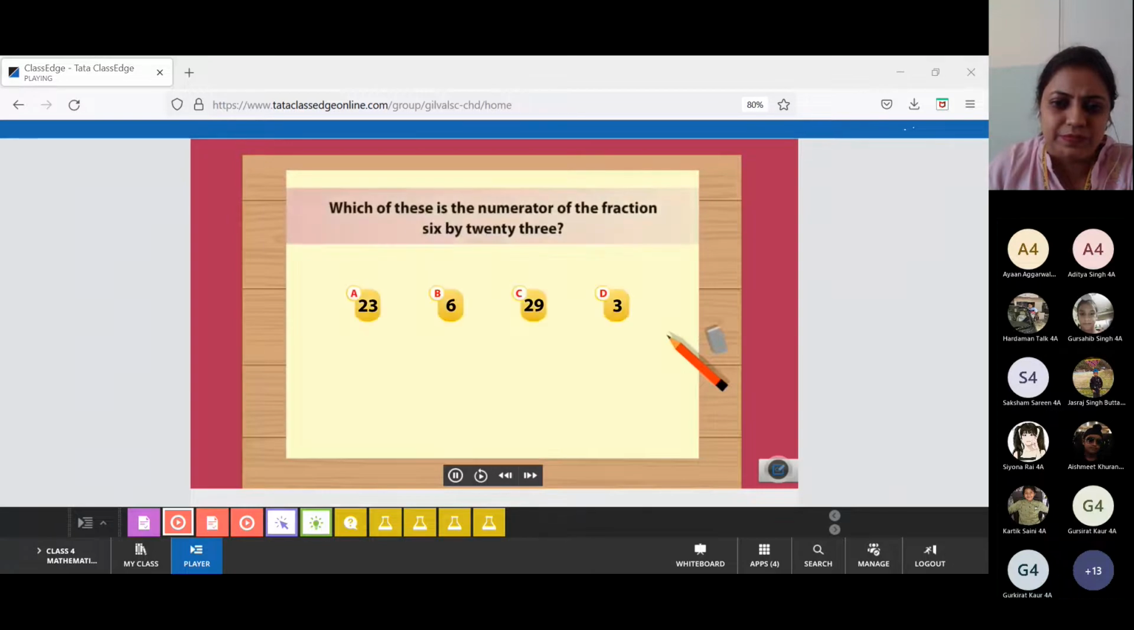Which of these is the numerator of the fraction 6 by 23? Ayan, answer. Ma'am, answer is B. Okay, which of these is the numerator of fraction 6 by 23? Numerator means the upper word. So it is 6. Fantastic! You got that right. The numerator of the fraction 6 by 23 is 6.